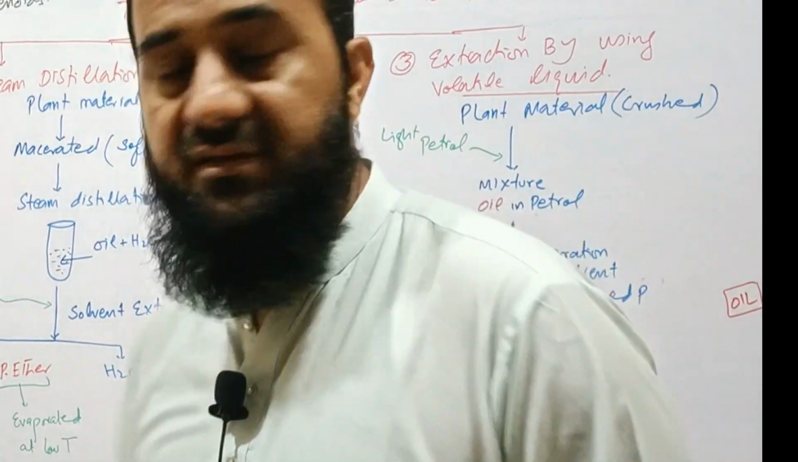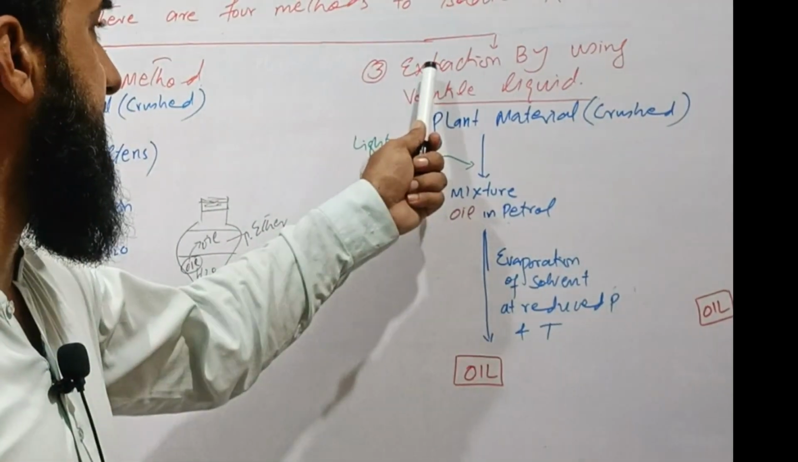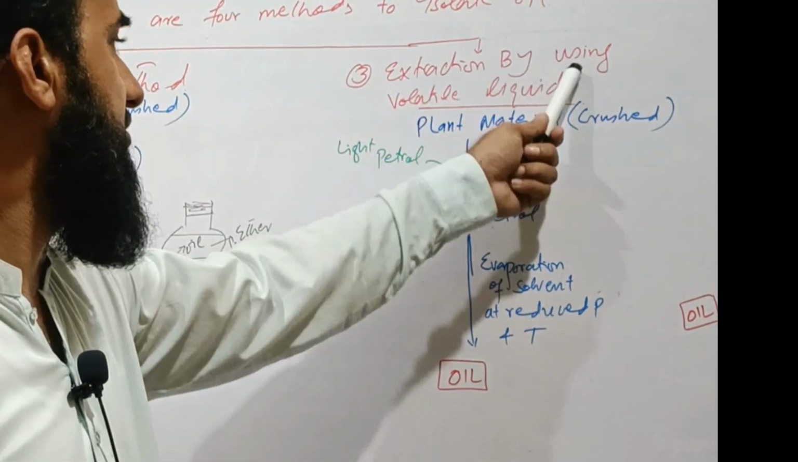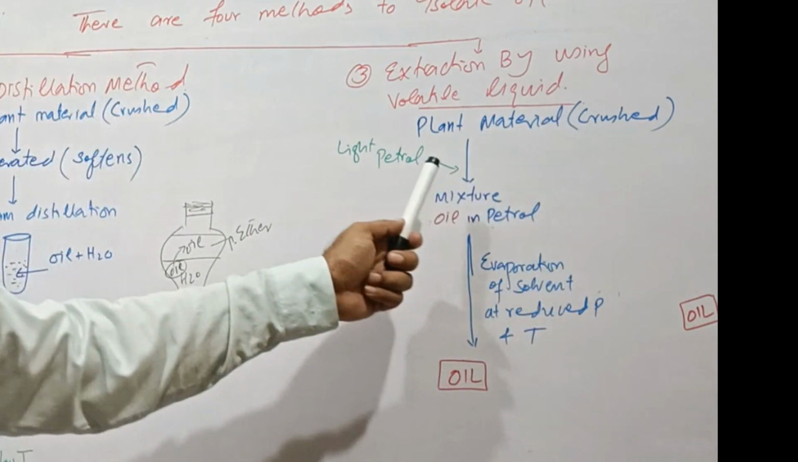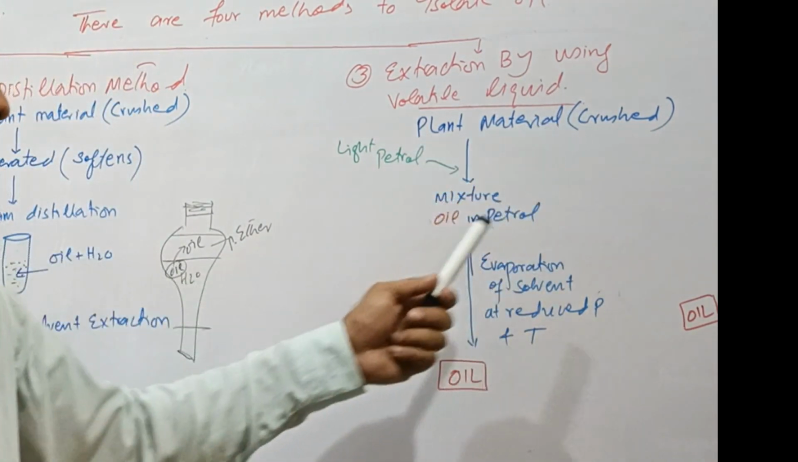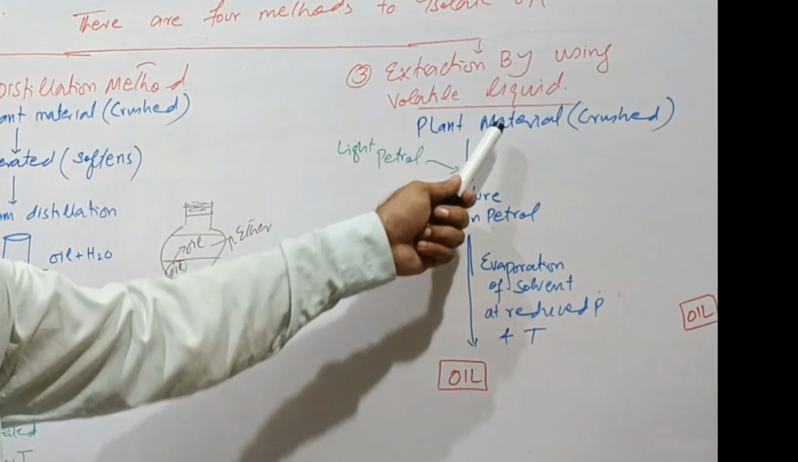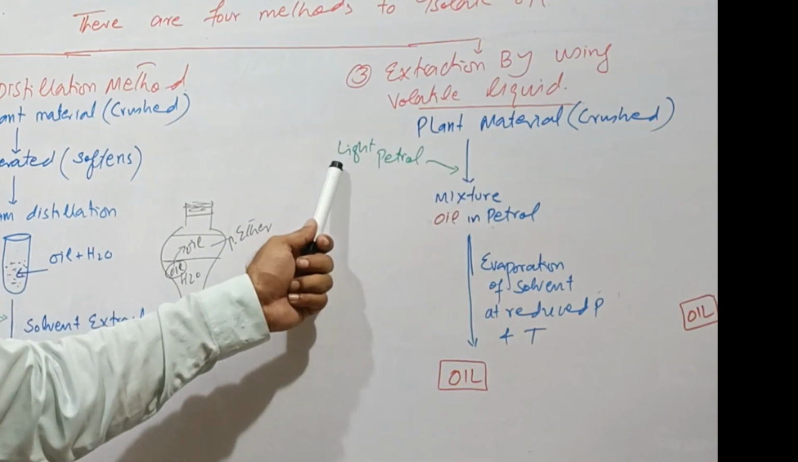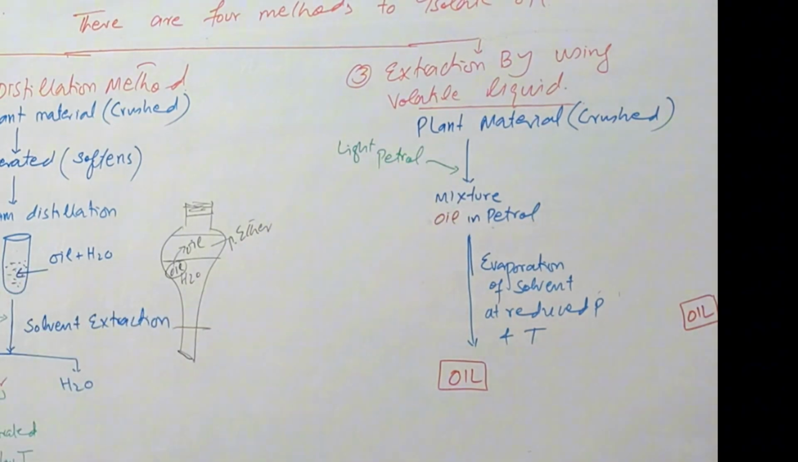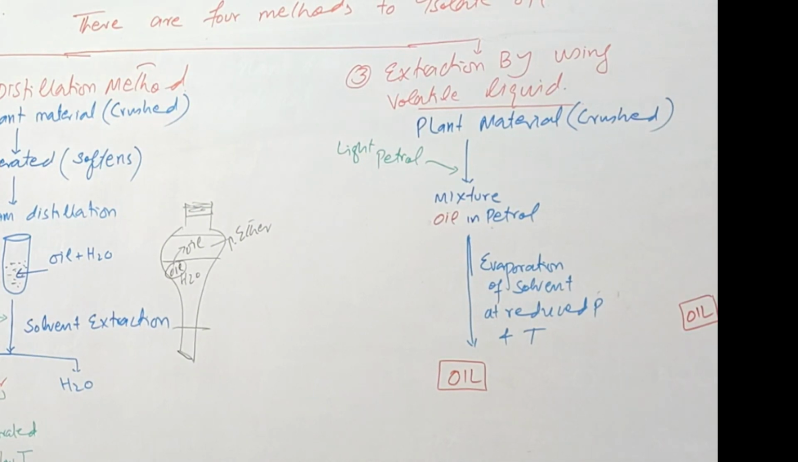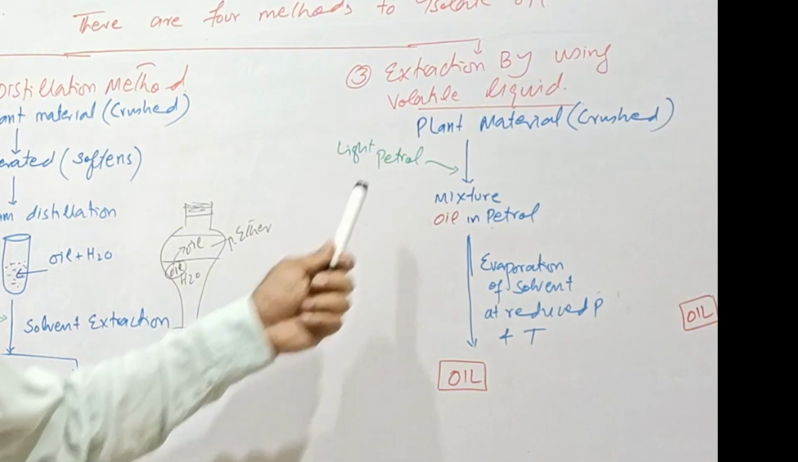And the third method is called extraction of essential oil by using a volatile liquid. Similarly, plant material is crushed into small pieces, and those pieces are mixed with light petrol. We can use another highly volatile liquid.